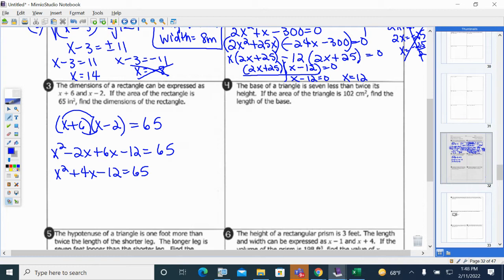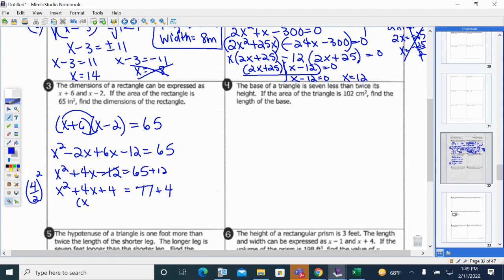At this point, you have to decide if you're going to solve by factoring, quadratic formula, or completing the square. I am going to complete the square. So I'm going to add the 12. Remember that with completing the square, you want your constant to be on the right. So 65 plus 12 would be 77. And then we're going to add b over 2 squared. So 4 divided by 2 is 2 squared is 4. So I'm going to add 4 to both sides.